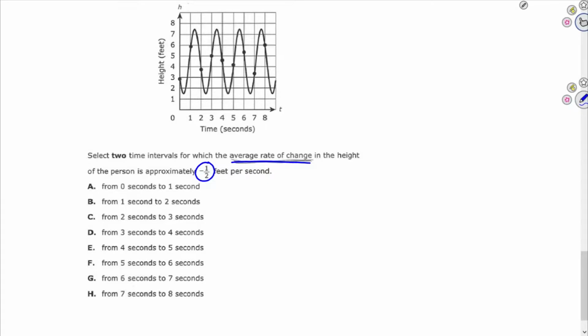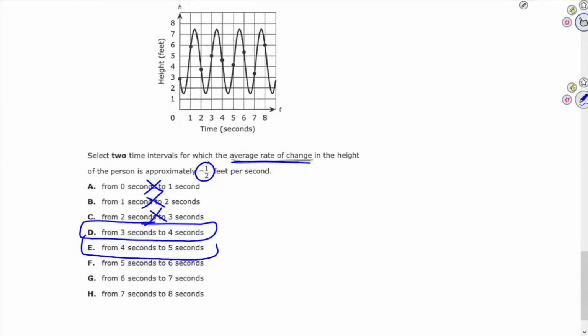From 0 to 1, that is positive, not negative 1/2. From 1 to 2, it is negative, but that slope is like a negative 2. I'm running 1 and dropping more than 2, so it's not 1/2. From 2 to 3, it's positive, not negative 1/2. From 3 to 4, I'm running 1 and dropping about 1/2. That looks good. From 4 to 5, again, I'm running 1 and dropping about 1/2. So that's also about a slope of negative 1/2.